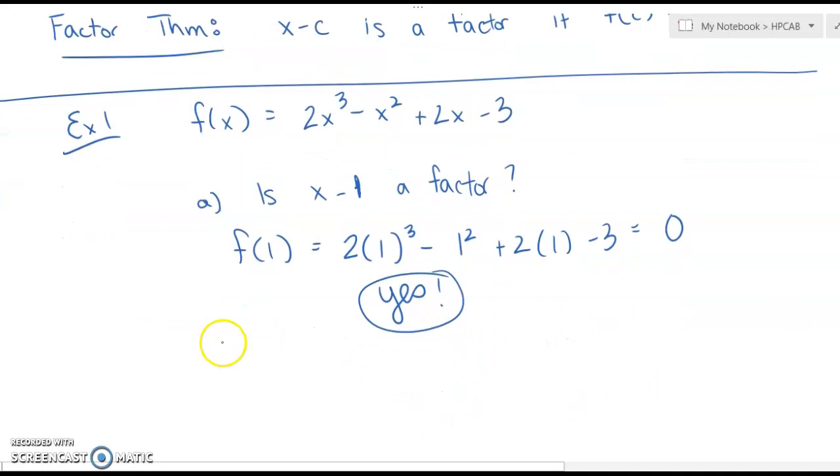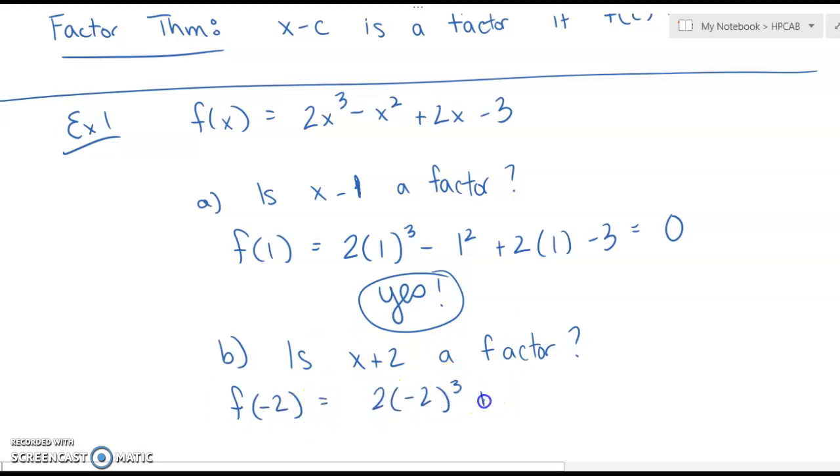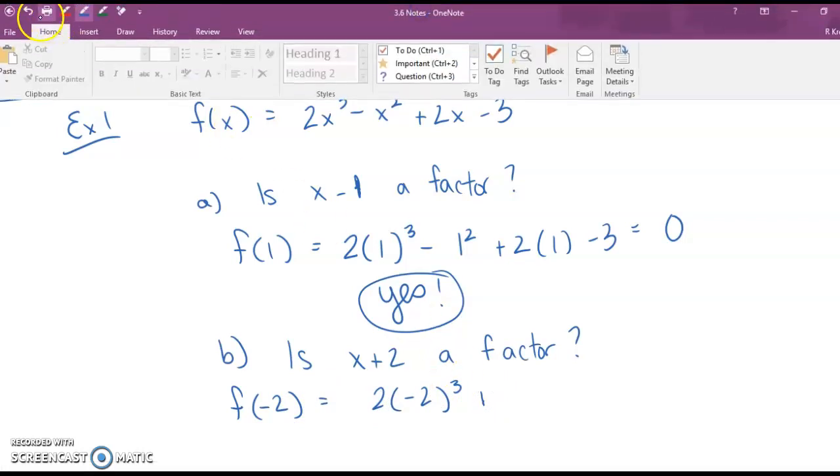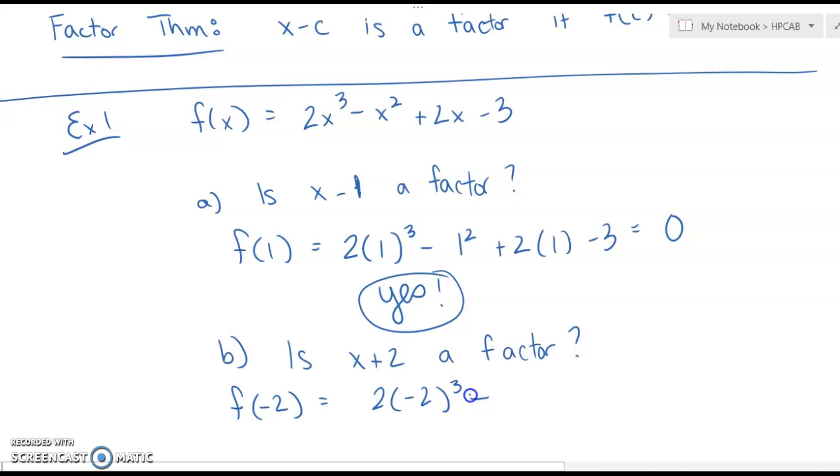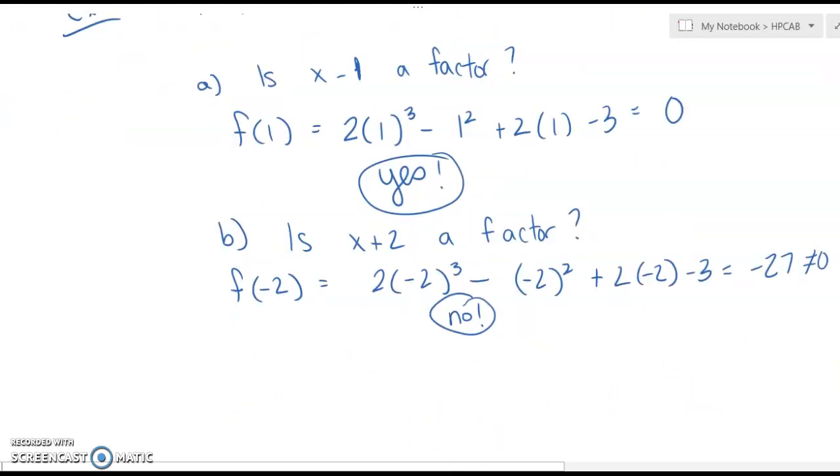Same idea for part B. Is x plus 2 a factor? So what you'll do is you set that equal to 0, you get negative 2. So you'll do f of negative 2 and see if that equals 0. You're going to plug that all in. So 2 times negative 2 cubed, minus negative 2 squared plus 2 times negative 2 minus 3. If you plug all of that in, you're going to get negative 27. Obviously, negative 27 does not equal 0, so it's not going to be a factor. That's how you can tell if it would be a factor or not.